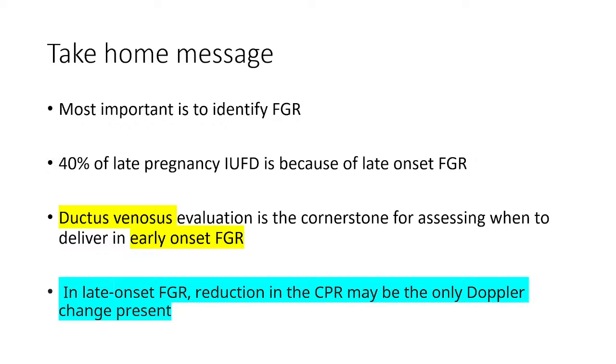So, what is the take home message? The most important thing is how to identify the FGR. If you identify it correctly, then you may deliver the baby early, or you may monitor it properly, so that you can prevent the mishap. 40% of late pregnancy IUD are due to FGR. So, many times it lands in FGR, IUD. So, it has to be detected early. Doppler evaluation is particularly important in early onset FGR, and in late onset FGR, cerebroplacental ratio is more important. Okay. Thank you.